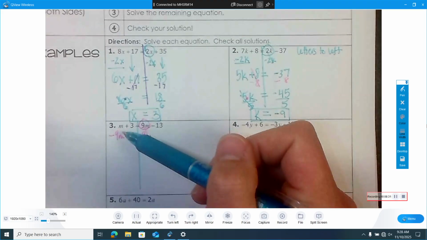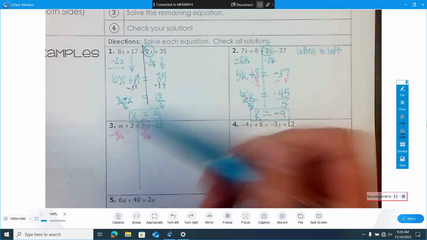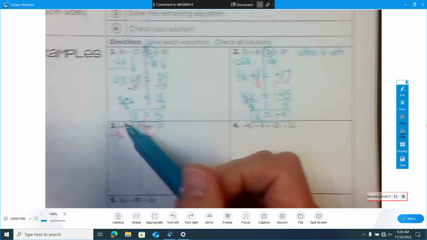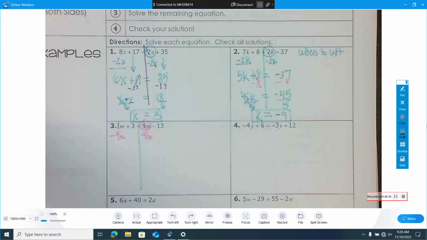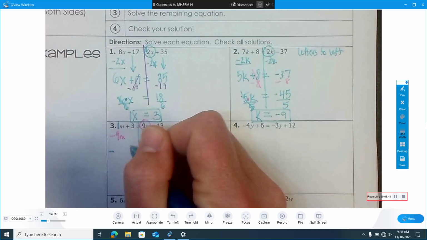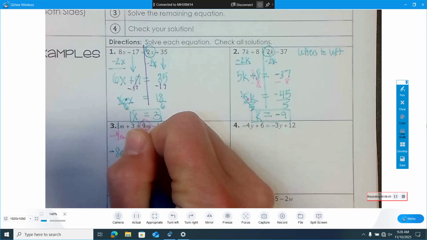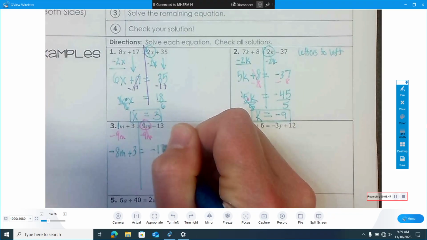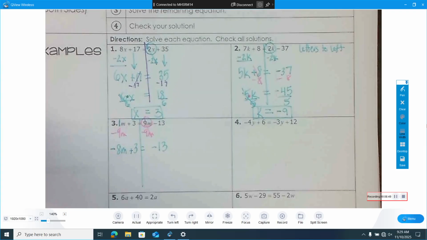All right, ladies and gentlemen, this is weird. M minus 9m. It's a 1m. Very good. Who's going to win this war? The negatives. The negatives are going to win by how many? 8. Very good. Negative 8m. Bring down the plus 3 and bring down the negative 13. All right, what should we do next?